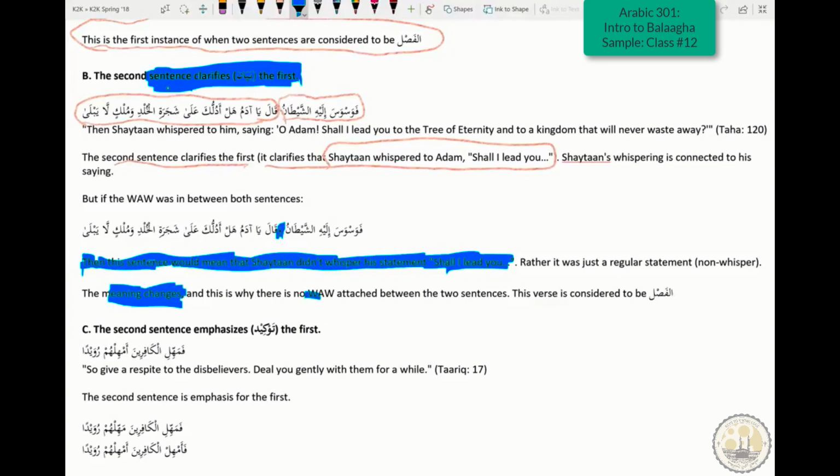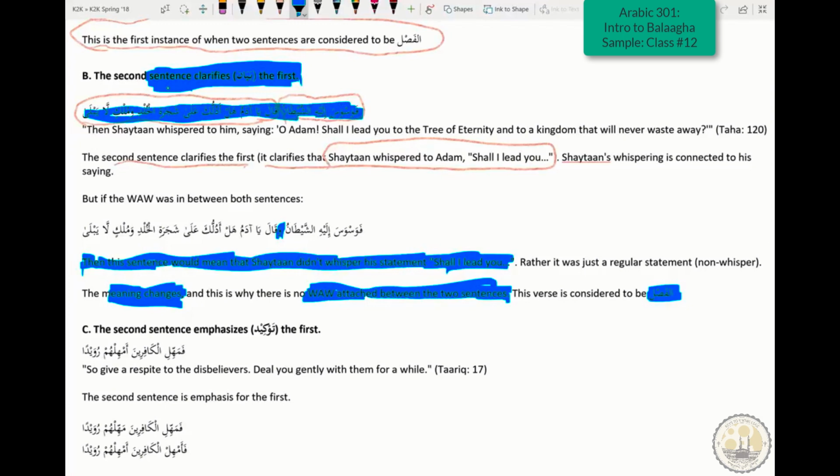And this is why there's no wow attached between the two sentences. All right? These two verses are considered to be al-fasl. Yani, these two verses are al-fasl because there's no wow mentioned between these two sentences. Why? Because the second jumla is clarifying the first jumla. You guys understand that?